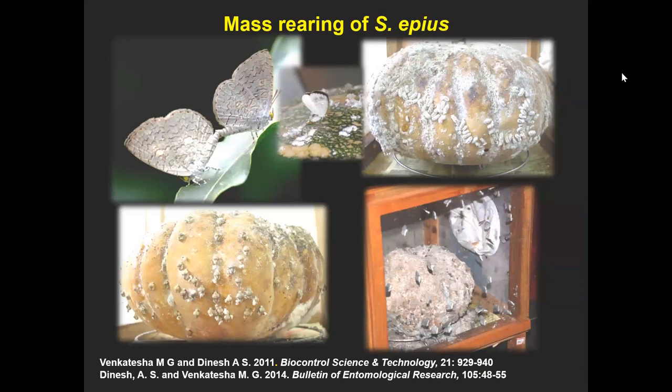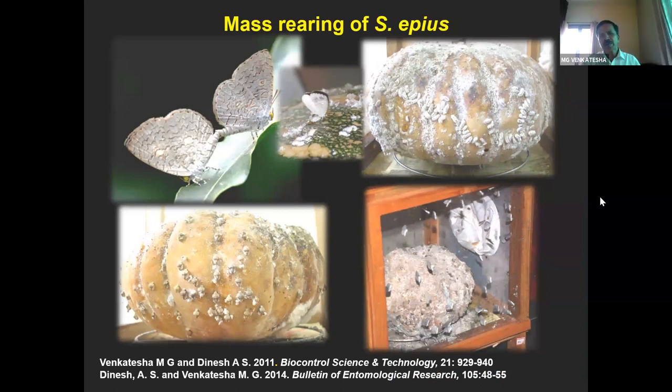the larvae of this predator fly fed on the mealybugs and then completed their life cycle. They pupated here, and adults are already here. So these larvae, once they are multiplied on the pumpkin, can be released in the field after mass multiplication. You can see this is the successful mass multiplication in the laboratory. Next slide, please.